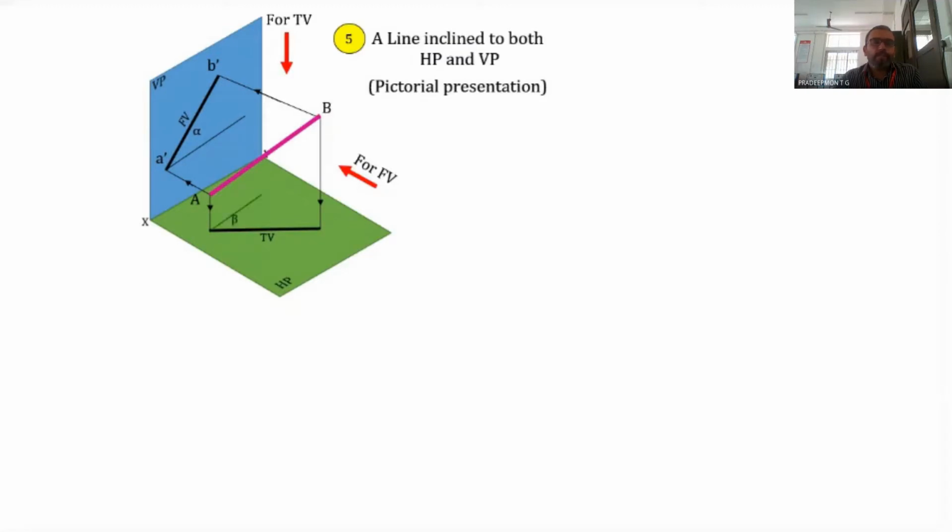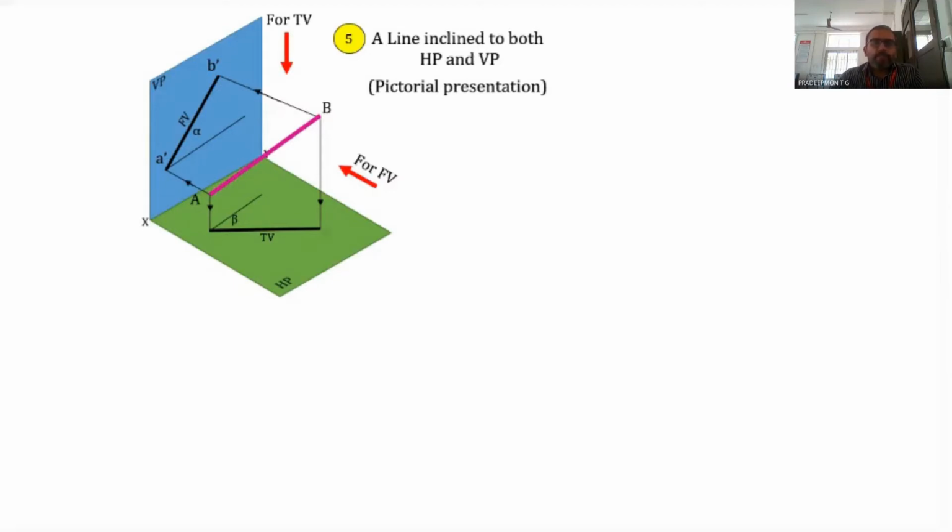So now the top view is making an angle of beta with the XY line. That is the apparent inclination, that is the inclination of the top view with the XY line. That is beta. So that is also there.